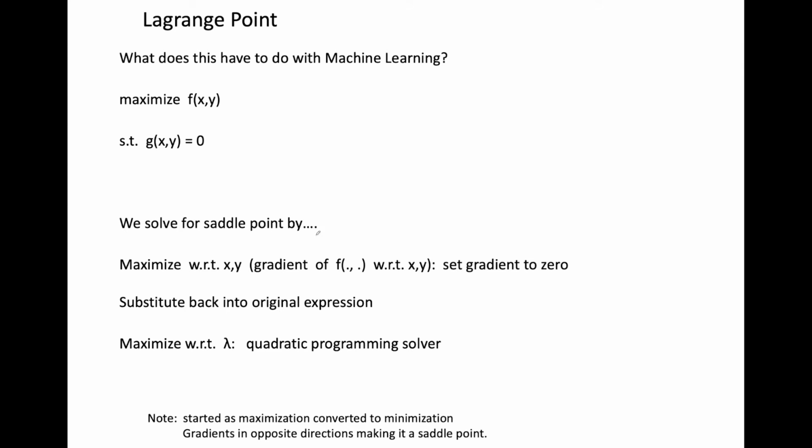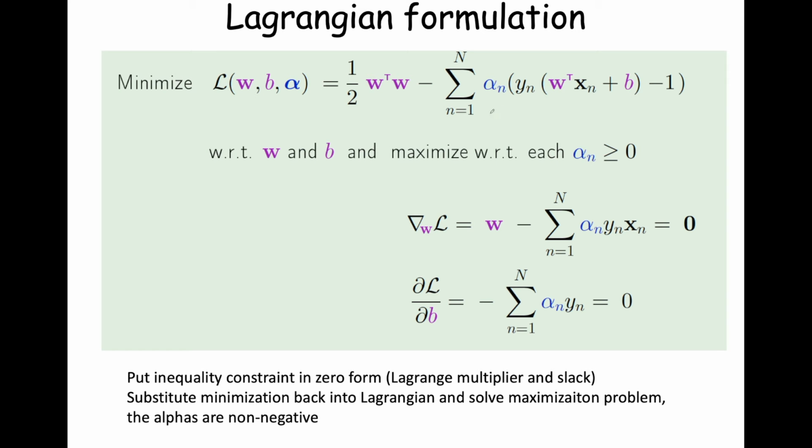And so we solve for the saddle point by maximizing with respect to a set of variables. Now, of course, for this maximization, it was converted to a minimization problem. And then we took the result of this maximization and substituted it back in and then solved another maximization with respect to another variable. And in support vector machines, we used a quadratic programming solver because it's a quadratic programming problem and is very efficient in finding solutions to quadratic problems. Okay, and so going back to our Lagrangian formulation, let's continue on with the formulation.